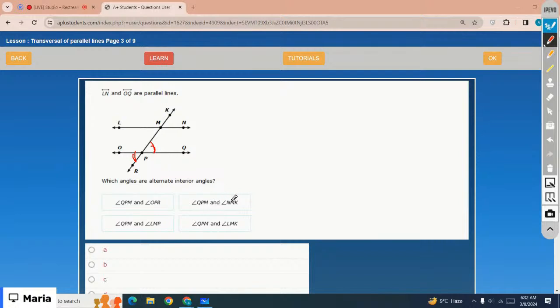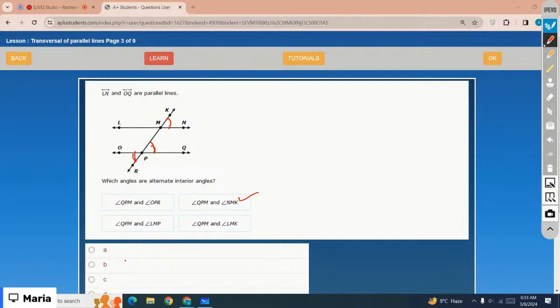QPM and NMK. Yes, this pair is the alternate interior angles. They are on the same side of the line. Like LN and OQ are parallel lines, KR is the transversal line, and these are the angles on the same side of the line and inside, so they are the alternate interior angles. Option number B is the correct option.